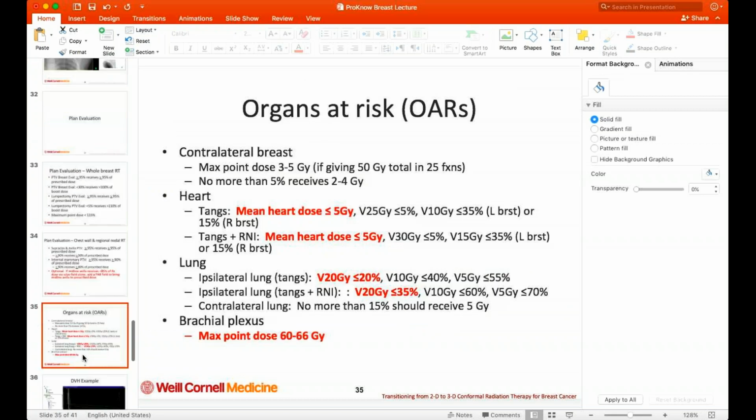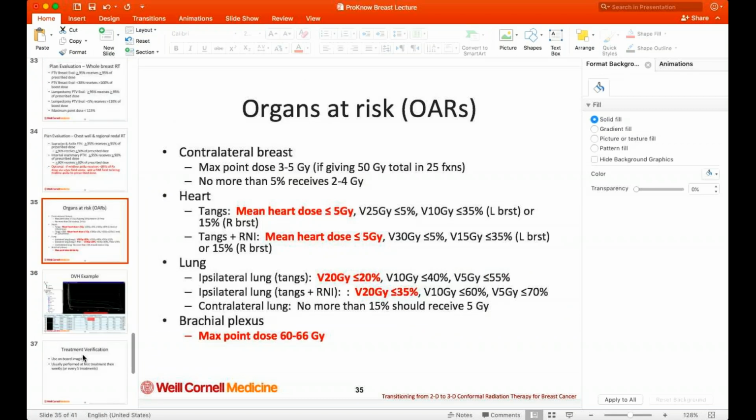In terms of your organs at risk, for the contralateral breast, I'm always watching where my fields are going to make sure that the opposite breast isn't getting too much dose. And roughly, you want to make sure that the maximum point dose to that other breast is not more than 3 to 5 gray. Similarly, if you're doing hypofractionation, around 4 gray max is acceptable.